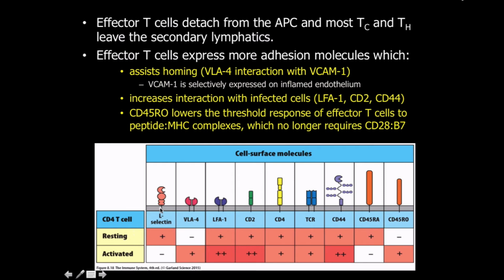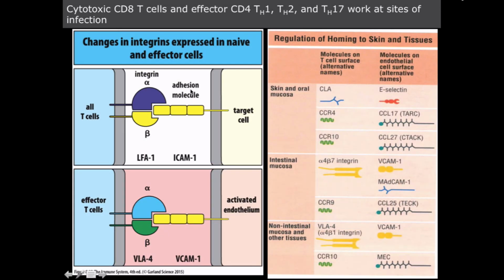So whenever they're resting, they always have the L-selectin. They have LFA1, CD2, CD4, T cell receptor, obviously, and then the difference between the RA and the RO, again, is just with how much activation is going on there. I'm not really thinking that this is that important. This is just identities of stuff that we've already talked about in terms of the mechanisms that they're involved with, so that shouldn't be anything superbly new. But yeah, changes in the integrins expressed in naive and effector T cells.